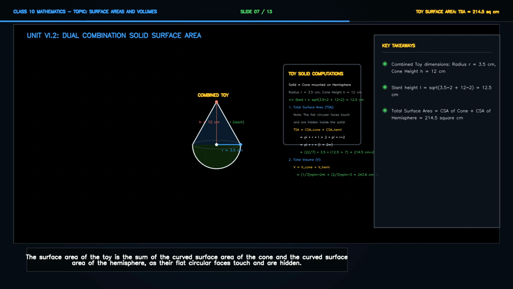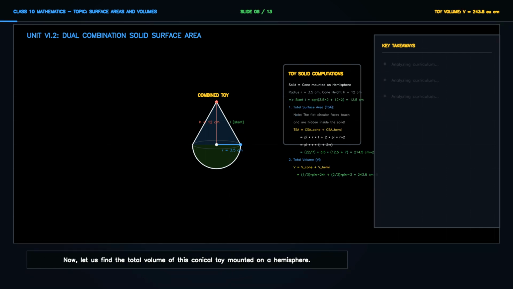Thus, the total surface area is pi times r times L plus 2 times pi times r squared, which simplifies to pi times r, times the sum of L and 2 times r. Substituting our values, we get 22 over 7 times 3.5 times 19.5, giving exactly 214.5 square centimeters.